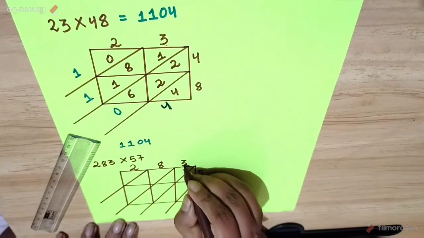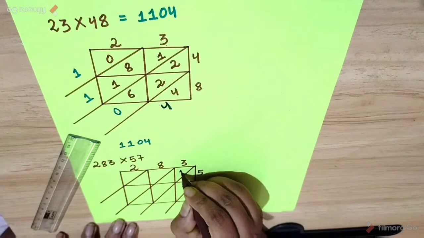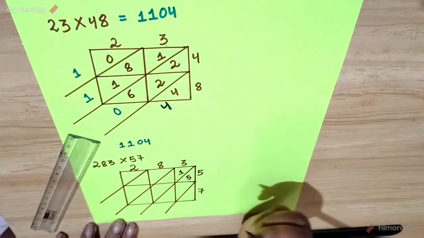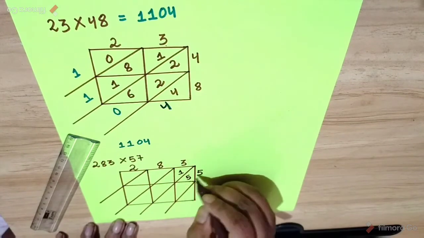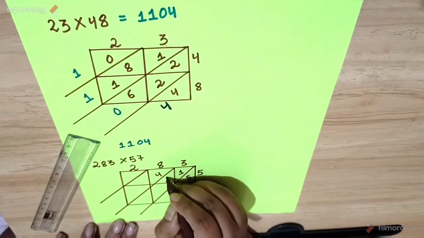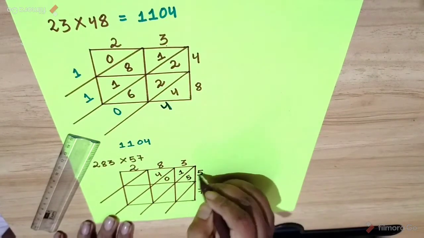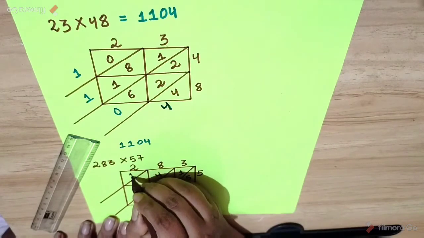Here is 5, here is 3. 5 into 3 is how much? 15. So I'll write here 15. 5 into 8 is how much? 40. So we are going to write here 40. 5 into 2 is 10. So we are going to write here 10.